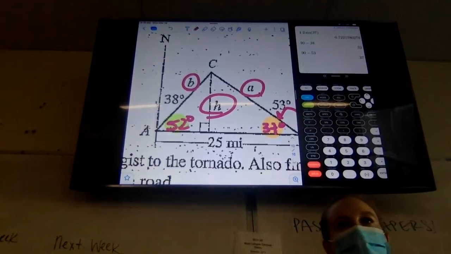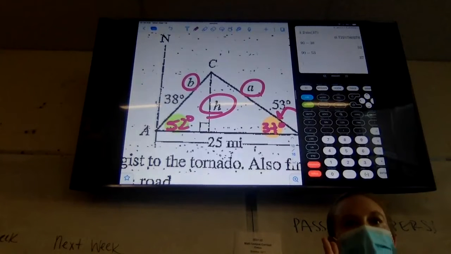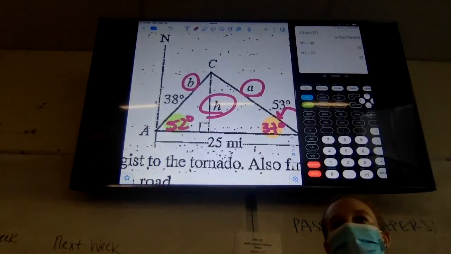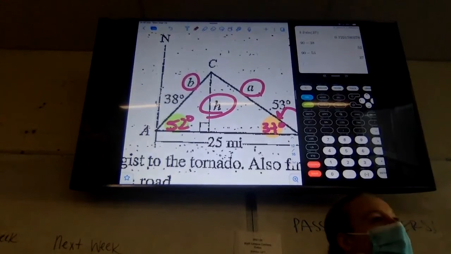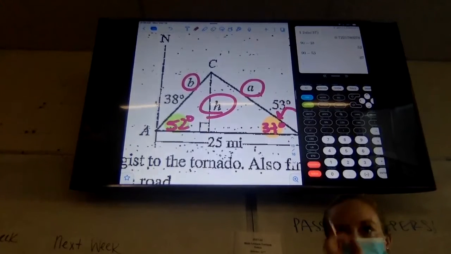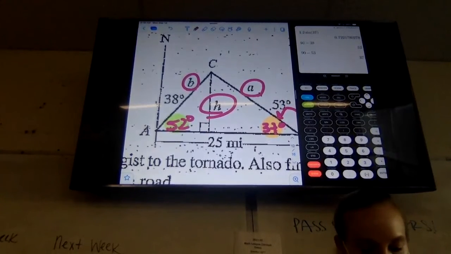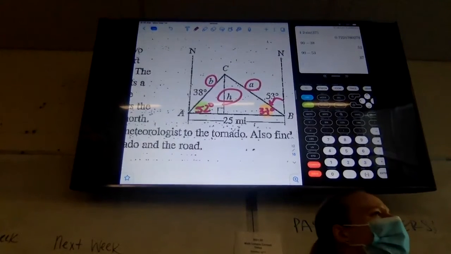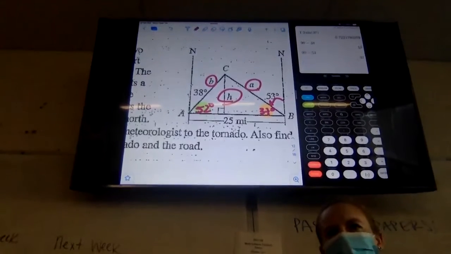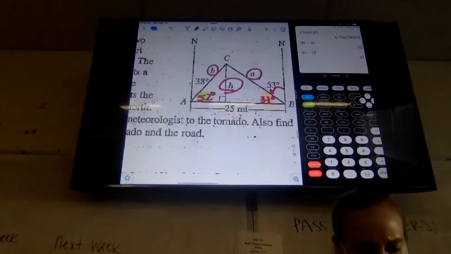I have to use law of sines for which two of those variables? A and H, or A and B. A and B. So I need to use law of sines for both A and for B. And then I can separate the triangle and just look at a little tiny right triangle to find H. Okay, so I'm going to do A and B pretty quickly because we've gotten pretty good at this law of sines. Would you agree? Okay, so I'll set those up.